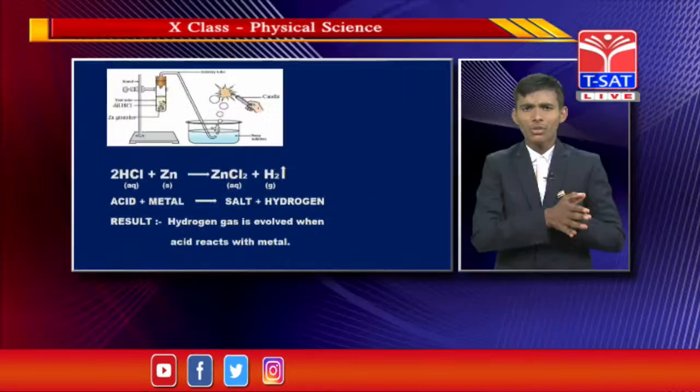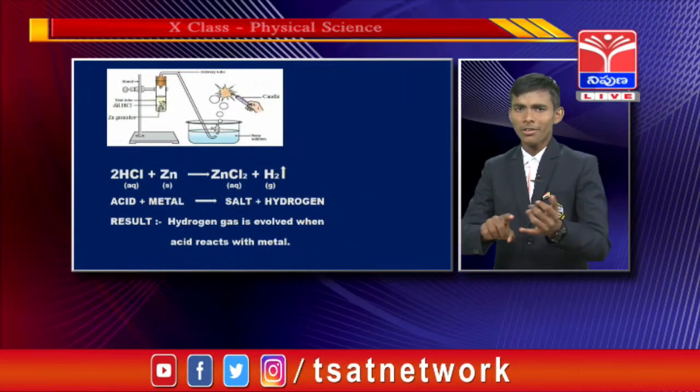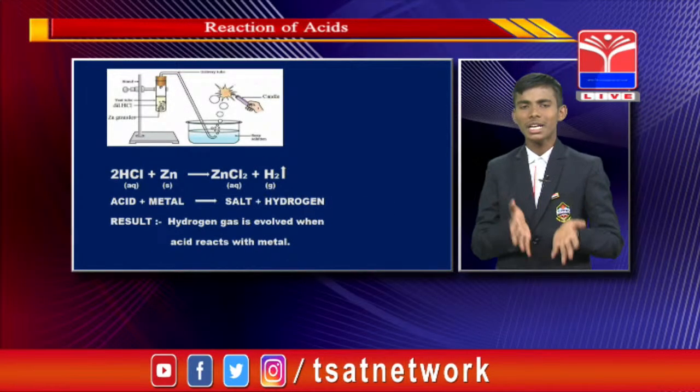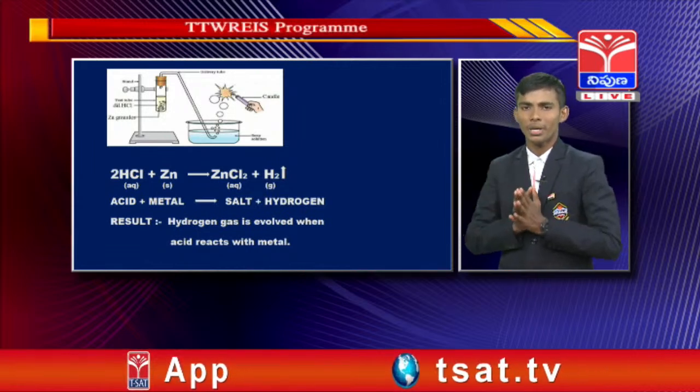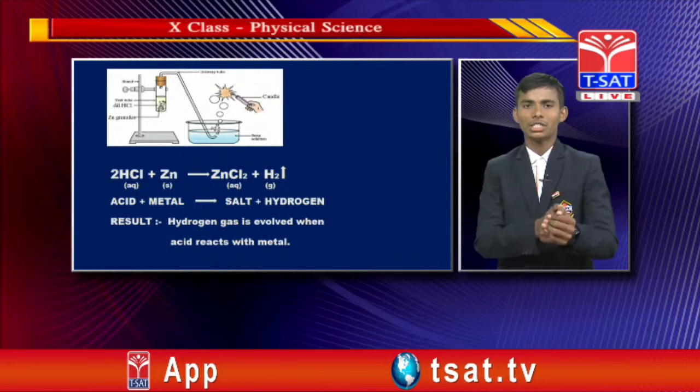If we generalize the reaction, we observe that acid reacts with metal, forms salt and hydrogen. So from this activity we can conclude generally hydrogen gas is evolved when acid reacts with metals. This is about the reactions of acids with metals.